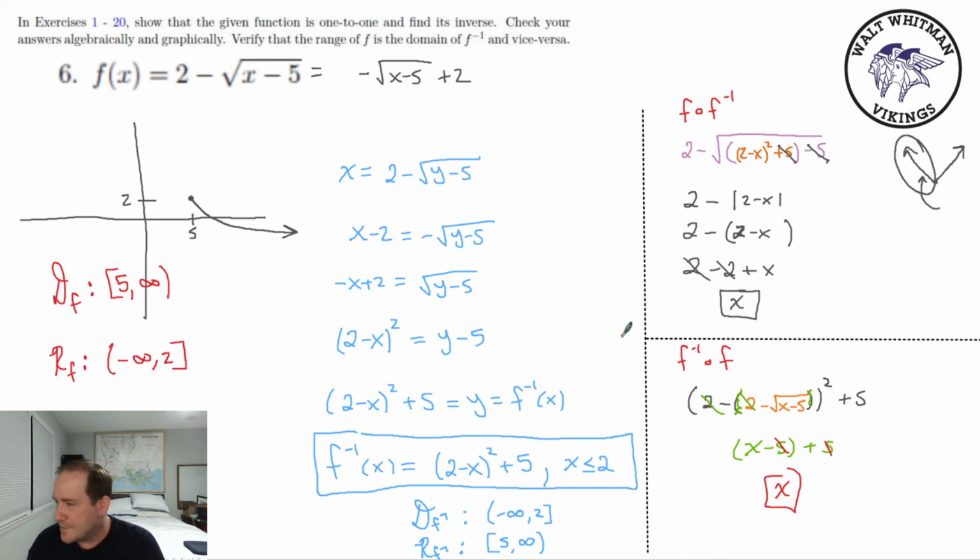Okay, had to pause the video for a sec to sneeze. But there you go. Here's your algebraic proof. We did the composition in both directions. We showed that they do both boil down to plain old x, so we do have the right inverse, and everything is hunky-dory. That's number 6.